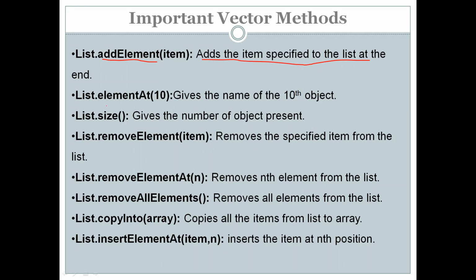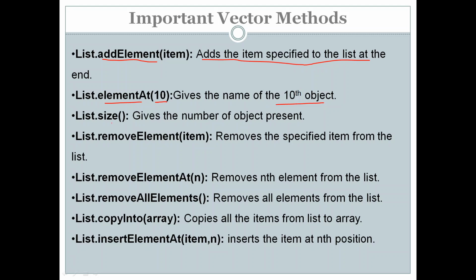Then we have a method elementAt, and we are passing the integer value. So this will give the name of the 10th object in the vector. If you want to retrieve a particular object from the vector by passing its index value, then you can use this elementAt and pass the index value of the element or object, and it will return you that object. So that is method elementAt.